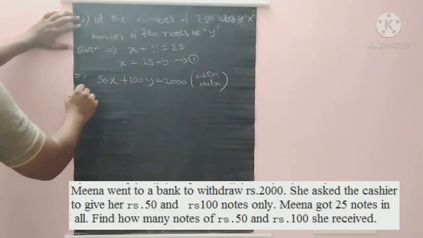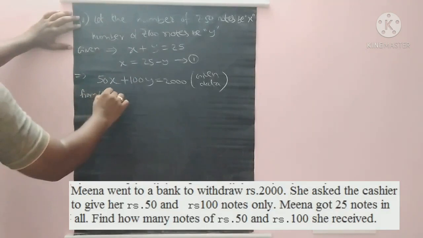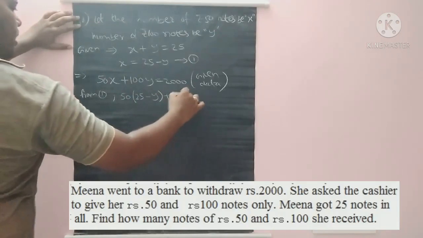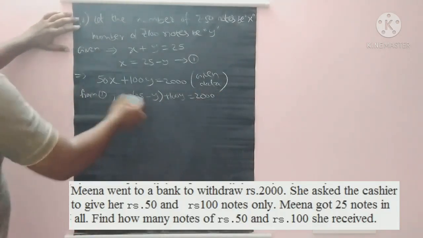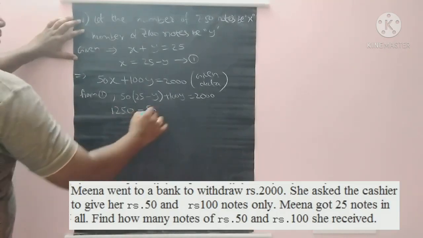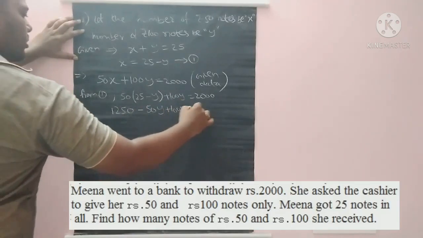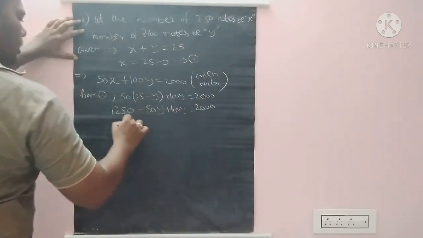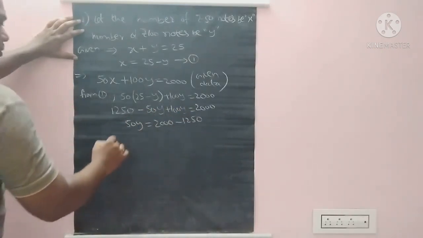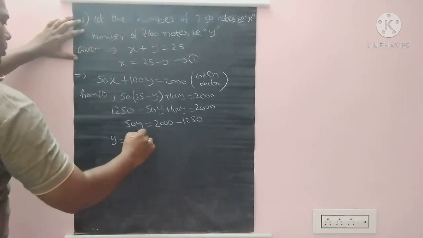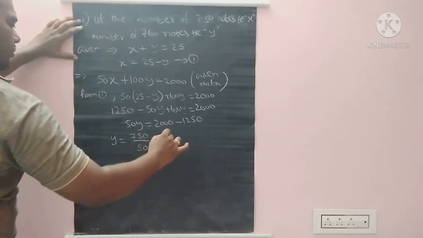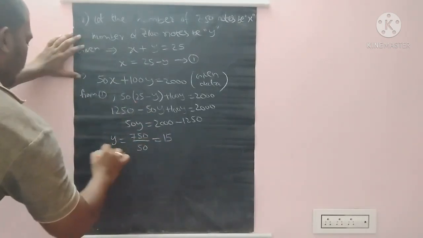So now from 1, what can we write? 50 into 25 minus y plus 100y equals 2000. 50 into 25, 1250 minus 50y plus 100y equals 2000. This is 50y equals 2000 minus 1250. So y equals 750 by 50, so 15. y equals 15.